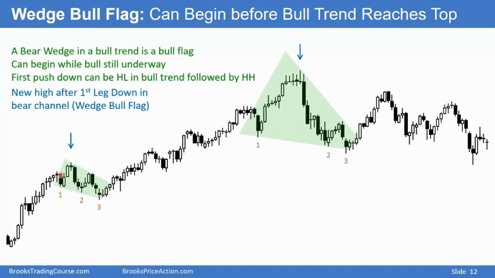This is how I would label it, 1, 2, 3. And the same here. I think this is part of the correction, even though the bull trend has not yet ended. In any case, whether you call it a high 2, 1, 2, or a wedge, 1, 2, 3, you're going to buy the reversal up. And the same with this as well.